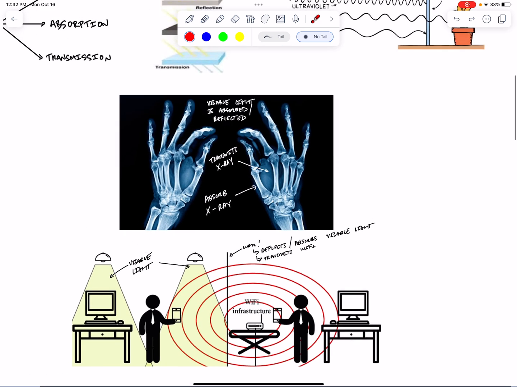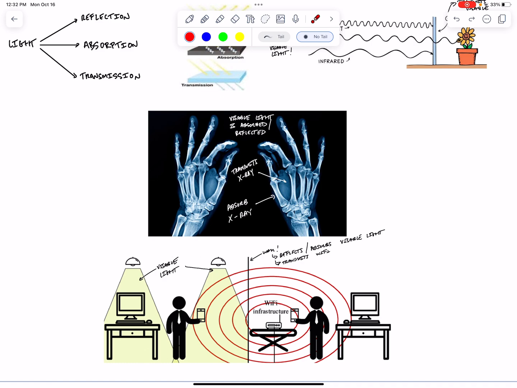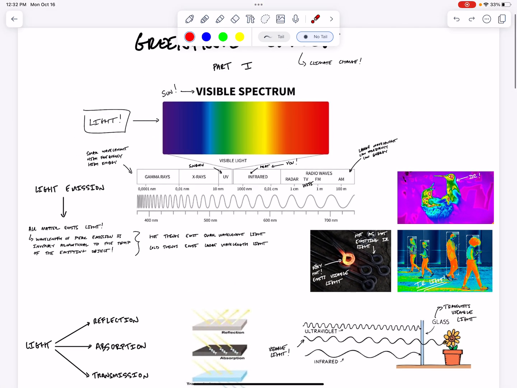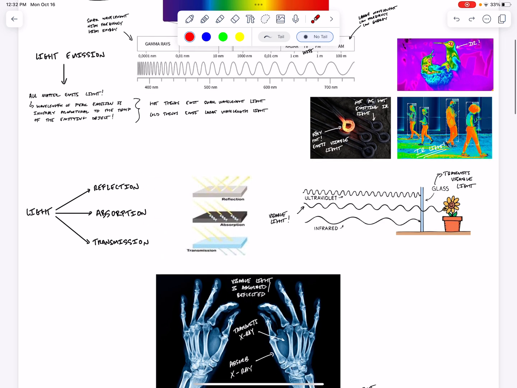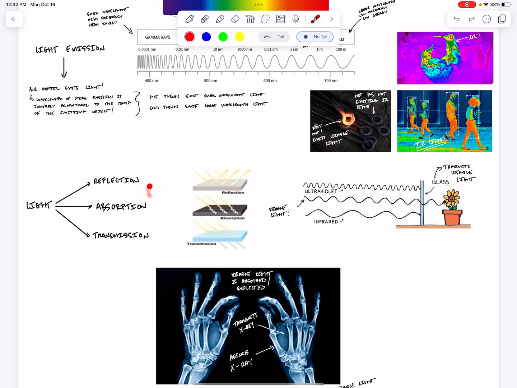So the big takeaway here is that different types of matter interact with different types of light differently. And depending on the type of matter that we're talking about, you might get reflection, or you might get absorption, or you might get transmission. And if you change the type of matter, then you're going to change the way it's going to interact with the light. Or if you change the type of light, you're going to change how it interacts with that type of matter.